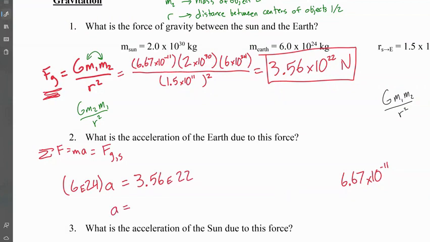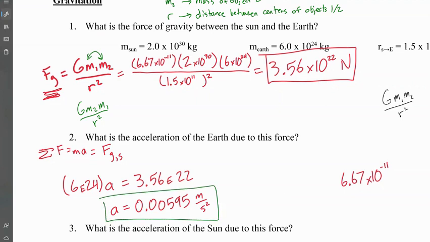Okay, divide both sides by 6 times 10 to the 24. 3.57e22 divided by 6e24. I get 0.00595. It's acceleration, meters per second squared. There's our acceleration of the Earth due to the force of gravity between the Earth and the sun.